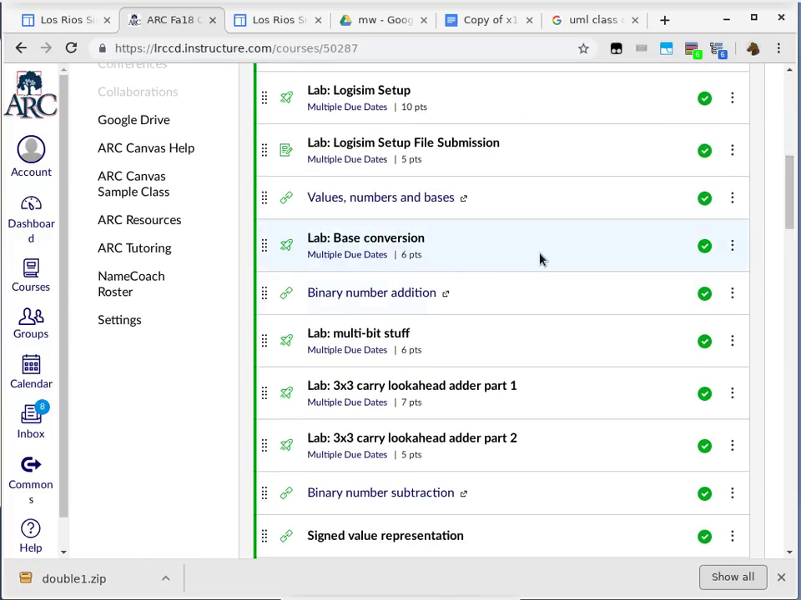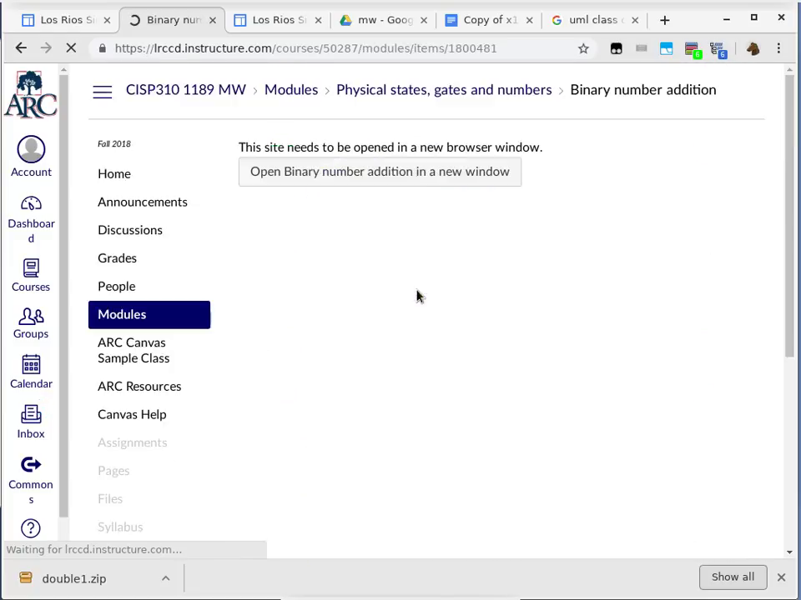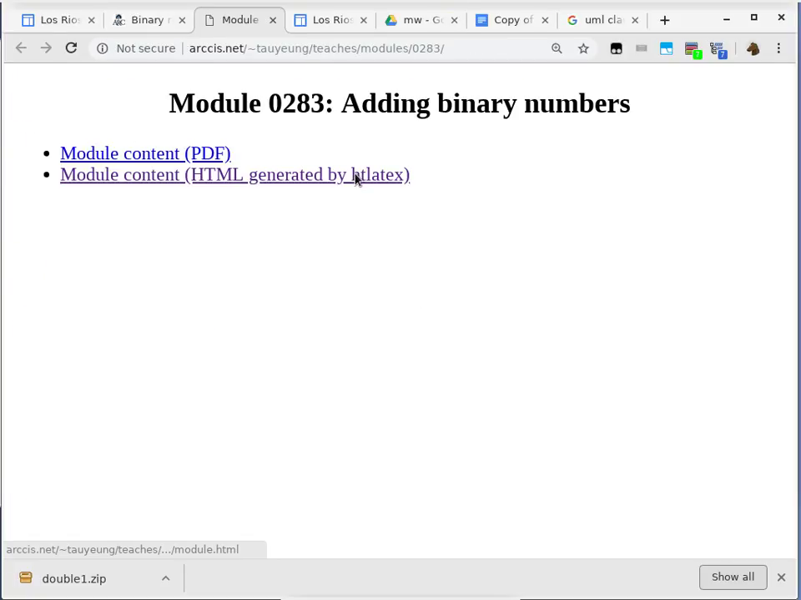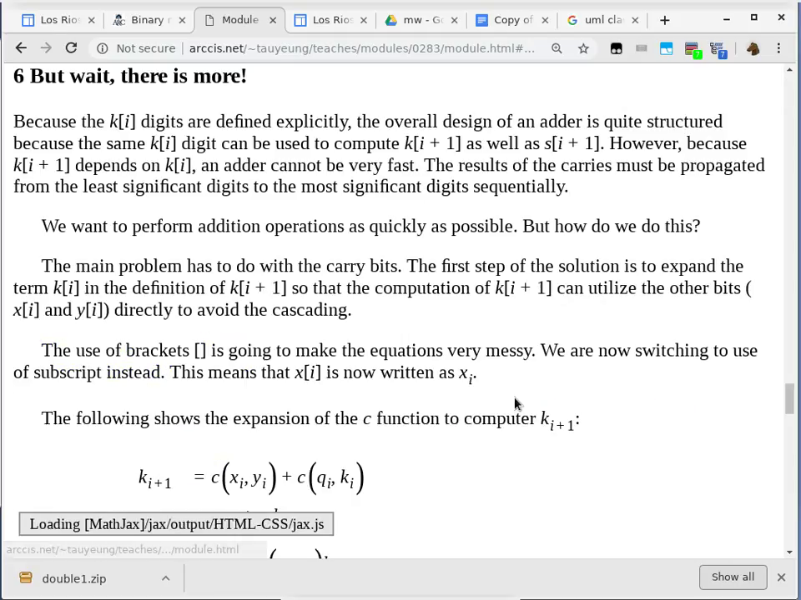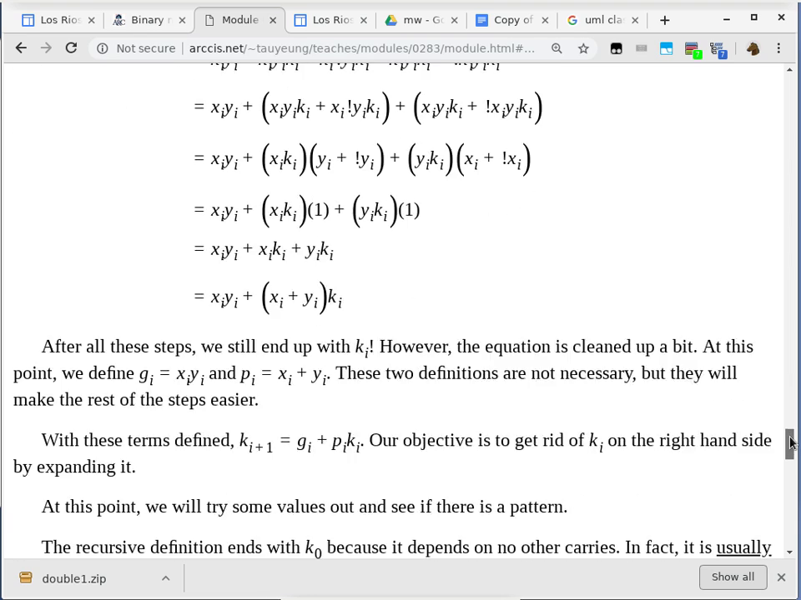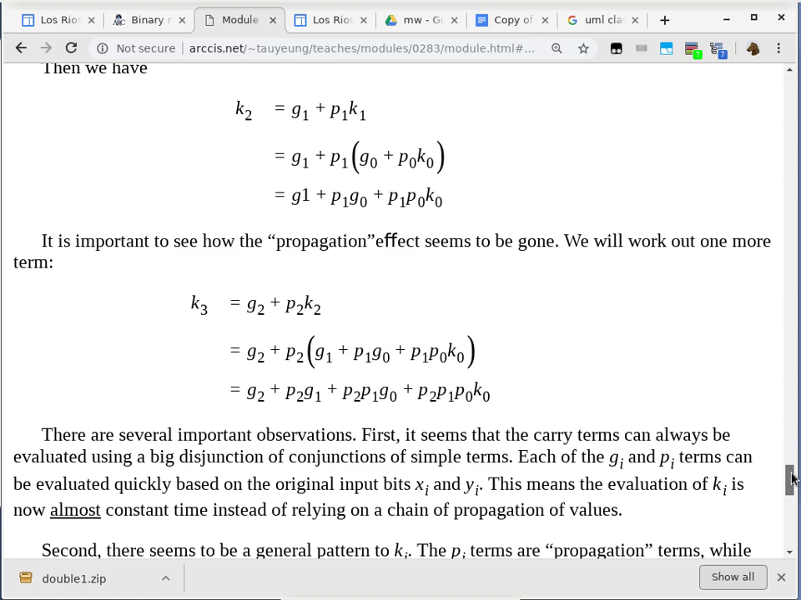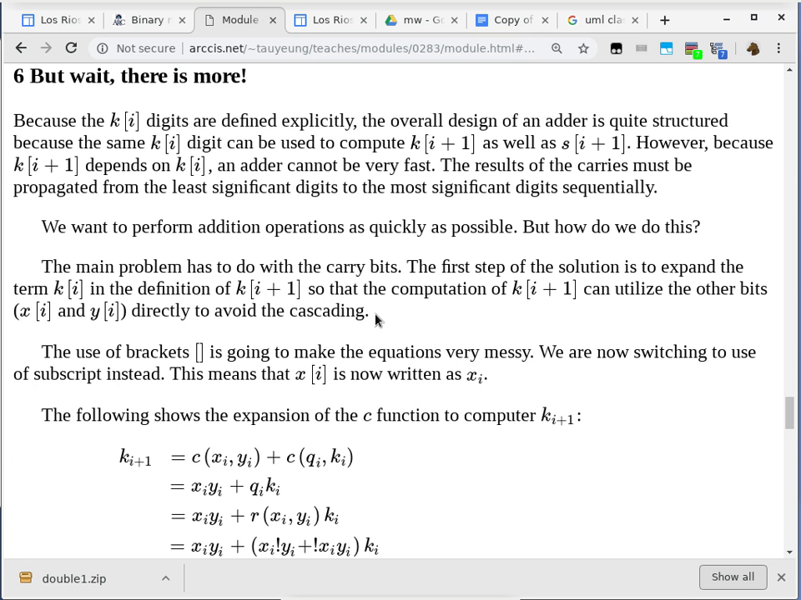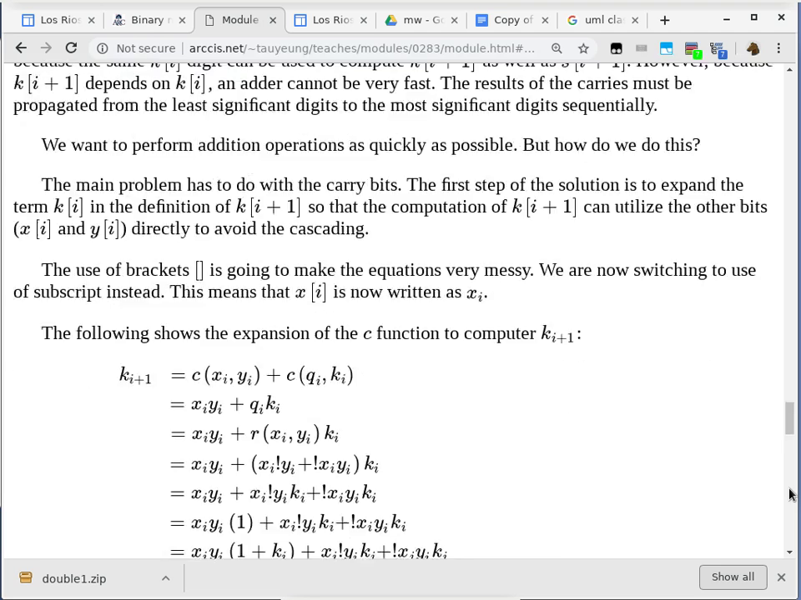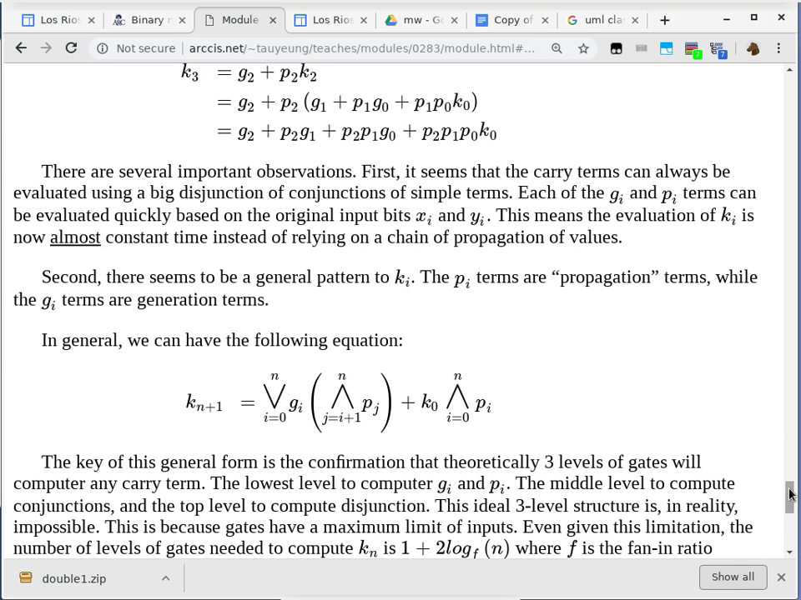So we go to binary addition, the notes here, and then we click it, and then we go to the very last part, and then we look at this big mess of an equation, this thing here. My browser took a long time to refresh.